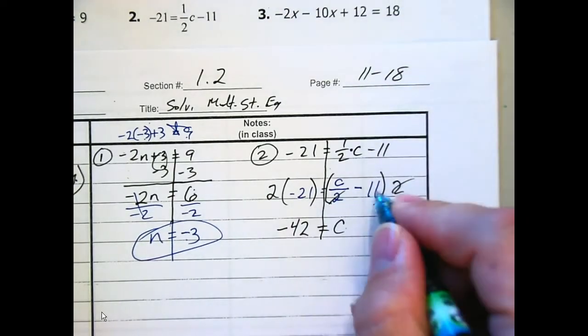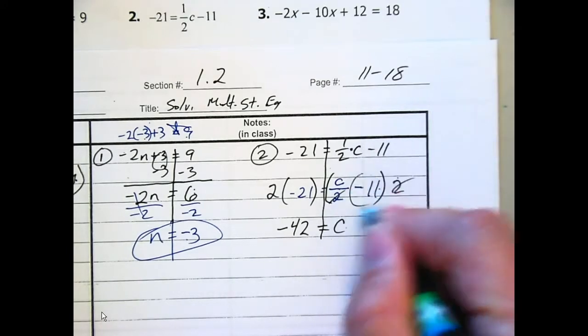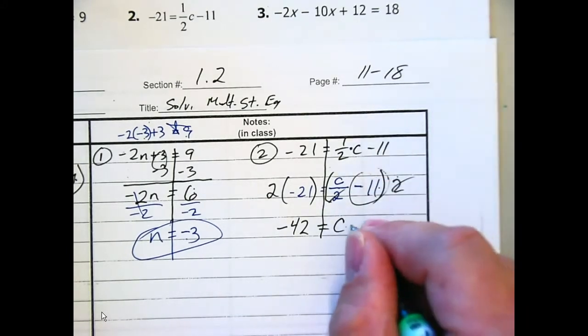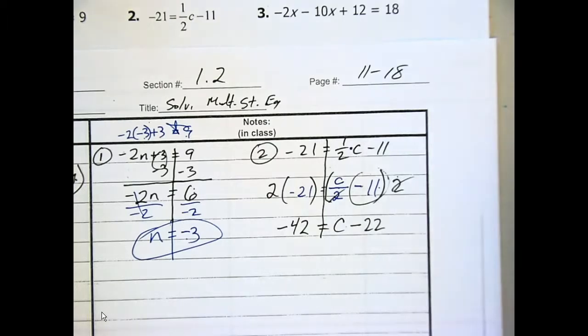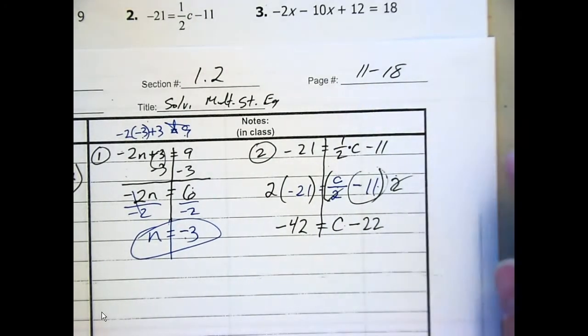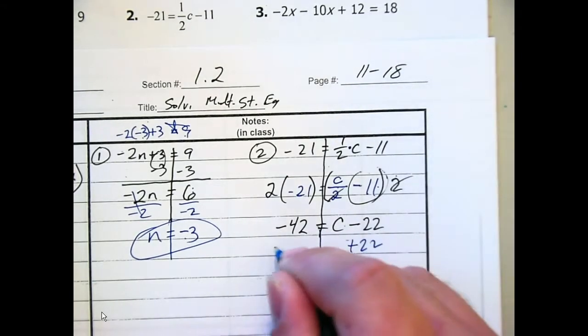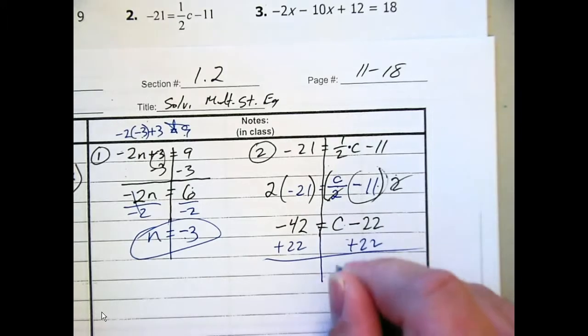All right? And then I have to go 2 times 11 also. You have to multiply it by each term, so that would give me negative 22. But look how much easier that problem is. Right? No more fraction. Now we just add 22. We're left with C equals.